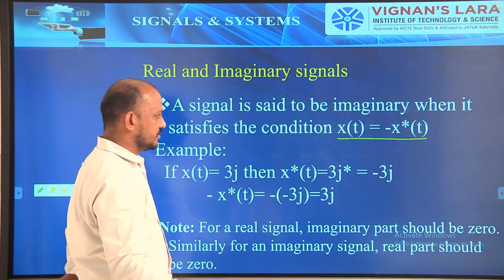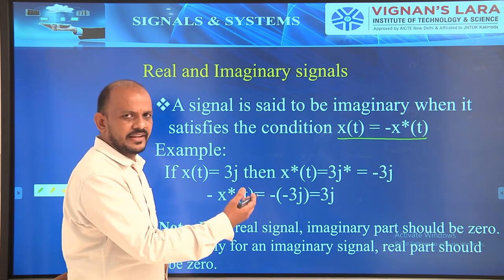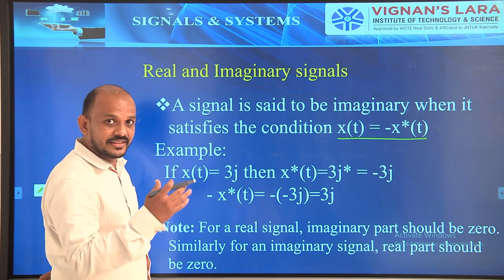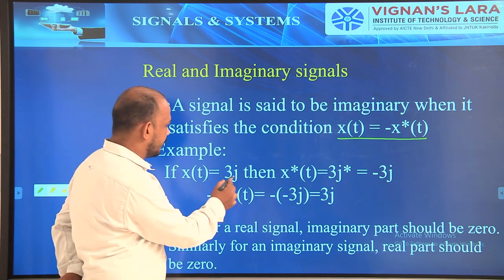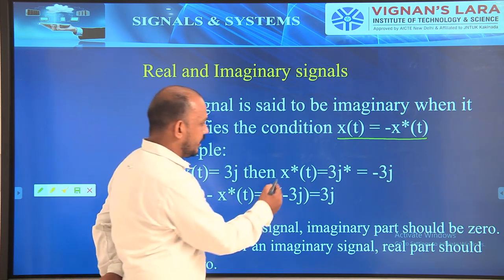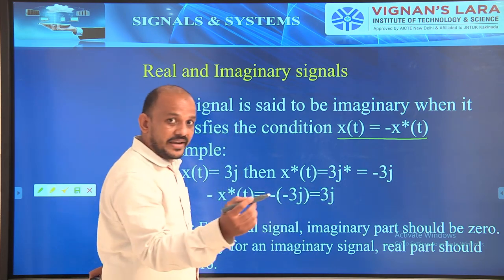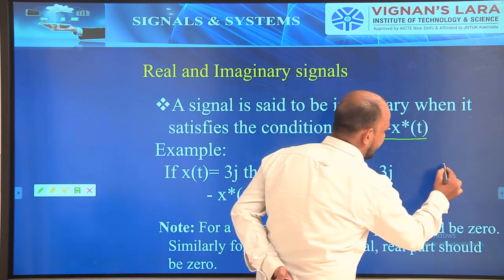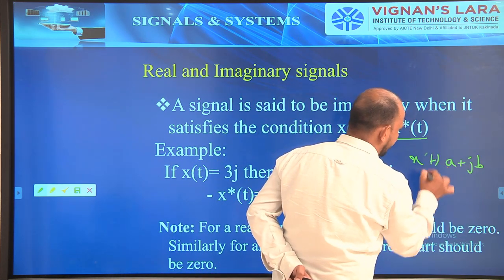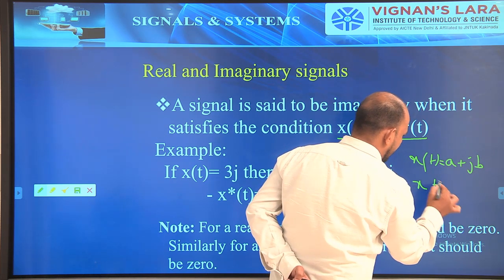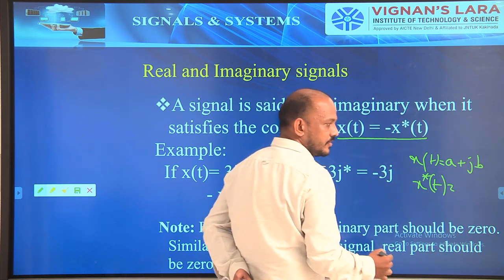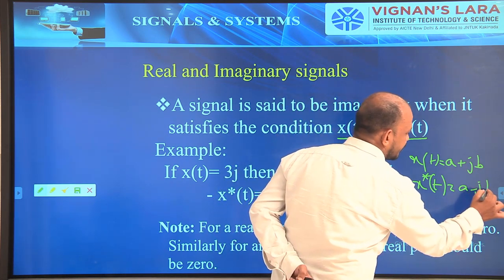Simple. So first, in the same example I explained previously, let us take x of t equal to 3j. Now they have taken the imaginary part, x of t equal to 3j. Then I need the x star of t, the conjugate. What happens? 3j star equal to minus 3j. Simple. So there, a plus jb is x of t. Now x star of t, the complex conjugate, has a minus jb in place of a plus jb.